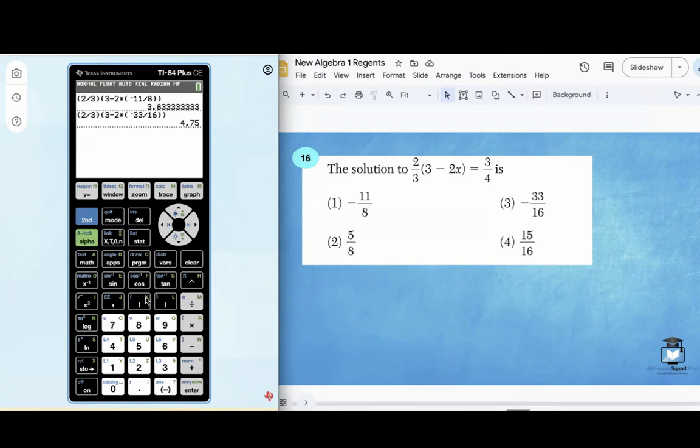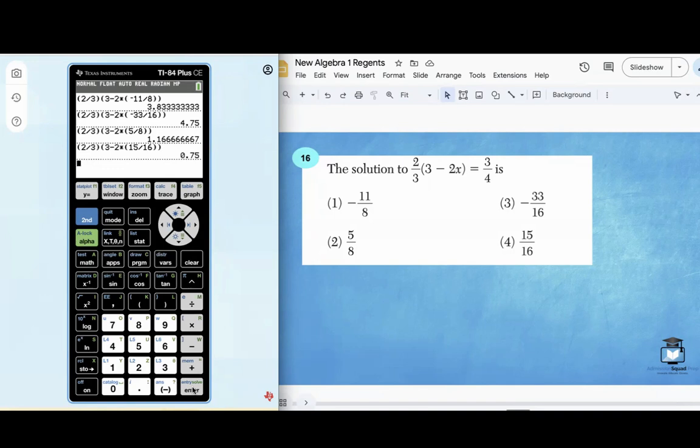So we're going to press second enter again. This time we're going to replace -33/16 with 5 divided by 8. And notice we're getting 1.166 repeating, right? So let's try out our final answer, which is 15/16. And guess what? We got 0.75. So that's like a shortcut way to find the answer.